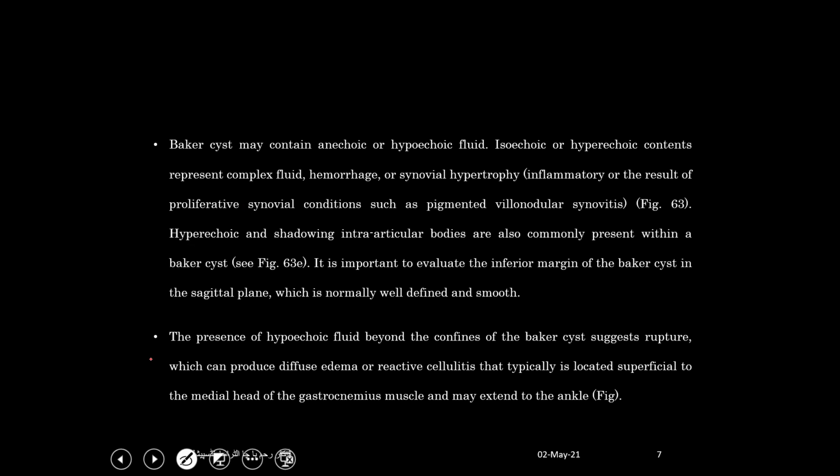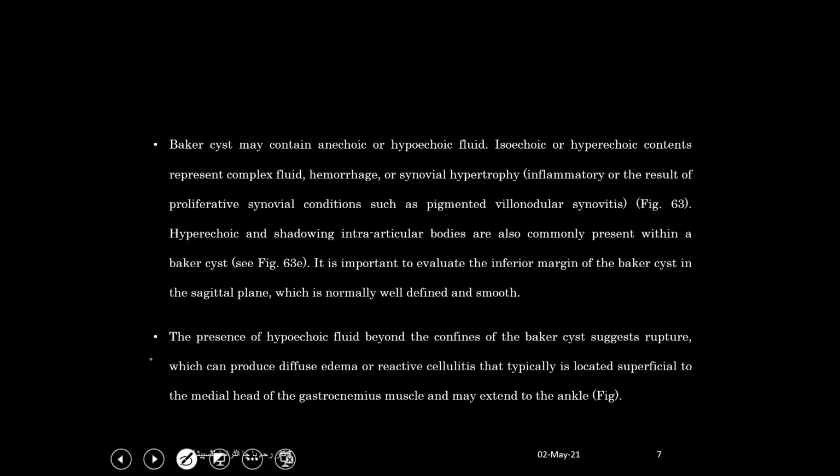Hemorrhage or synovial hypertrophy, inflammatory, are the result of proliferative synovial conditions such as pigmented villonodular synovitis. Hyperechoic and shadowing intra-articular bodies are also commonly present within a Baker cyst. It is important to evaluate the inferior margin of the Baker cyst, and that will represent the extent of the Baker cyst extension.